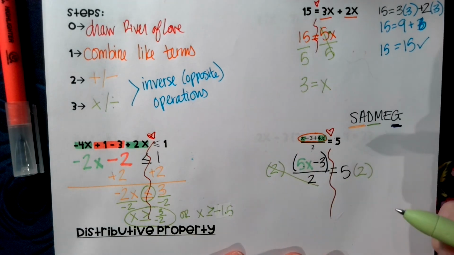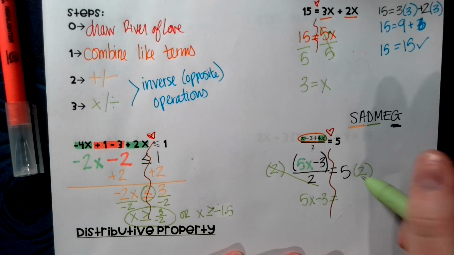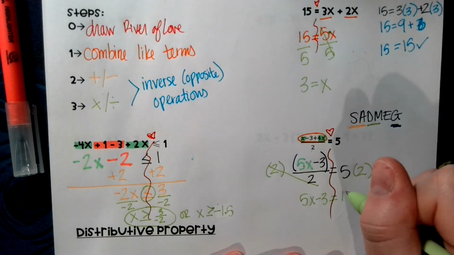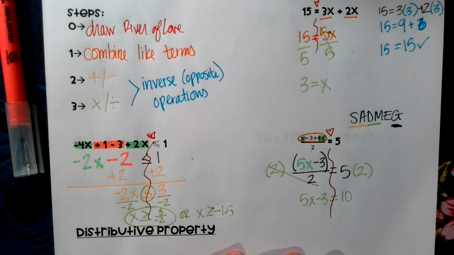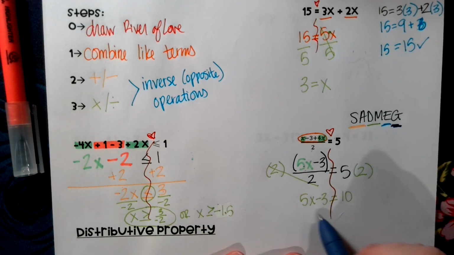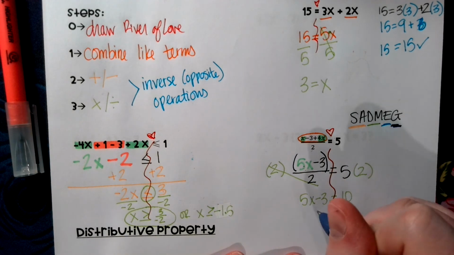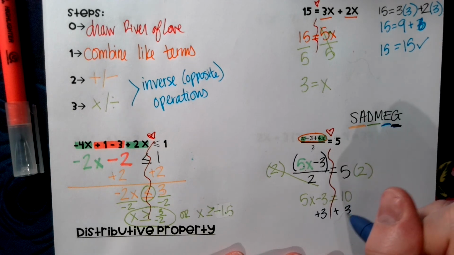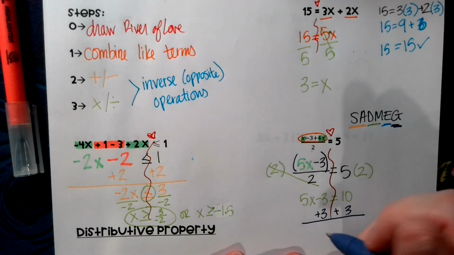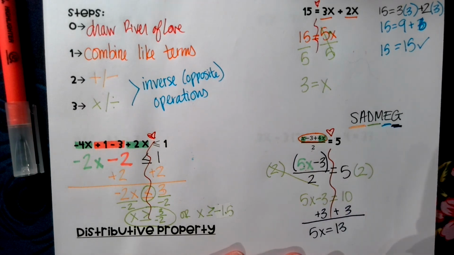So the 2's on this side cancel. You're left with that 5x minus 3 in the grouping. 5 times 2 is 10. Are there any exponents for us to take care of? No. So now we go back to this top grouping that we had. Now inside of this grouping, we subtract and add. We add 3 to both sides. We get 5x is equal to 13.